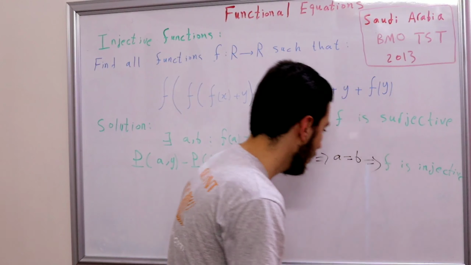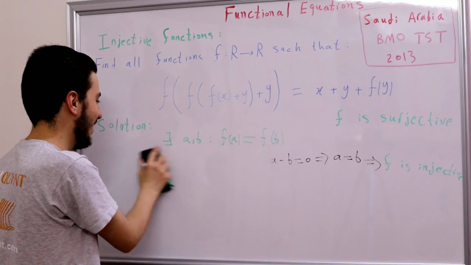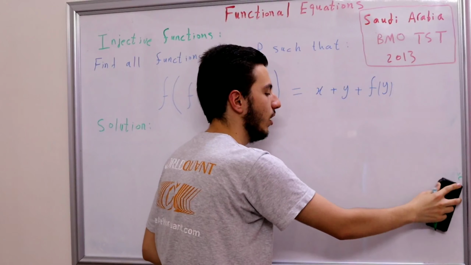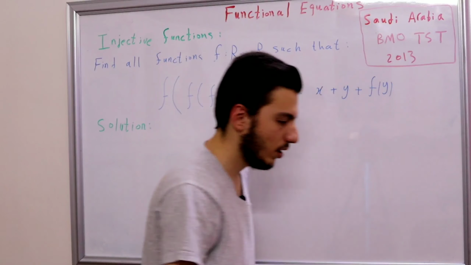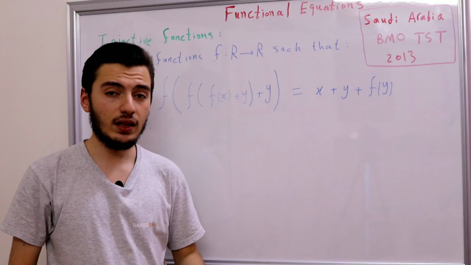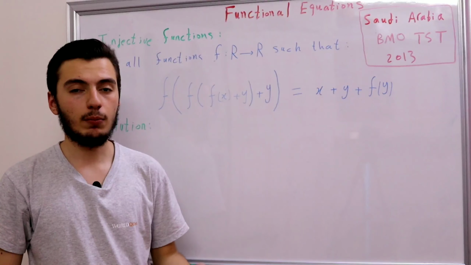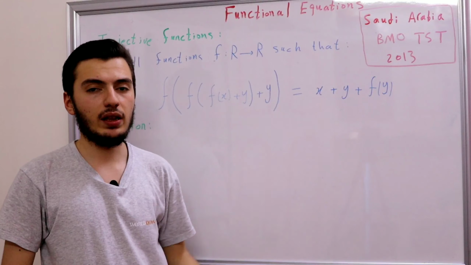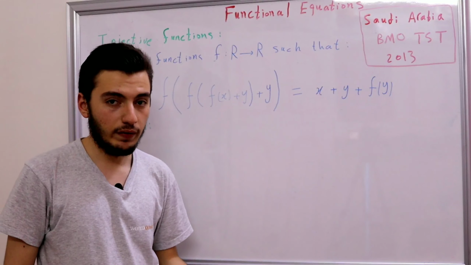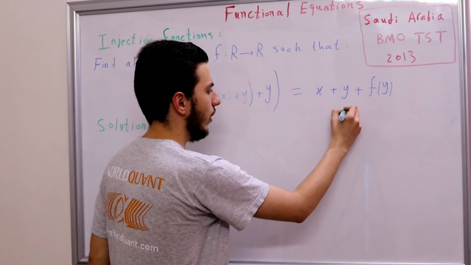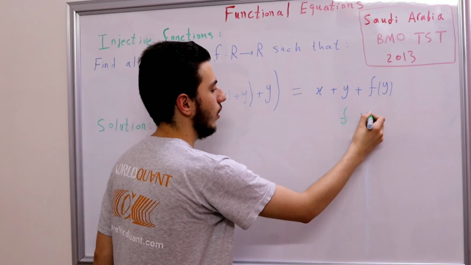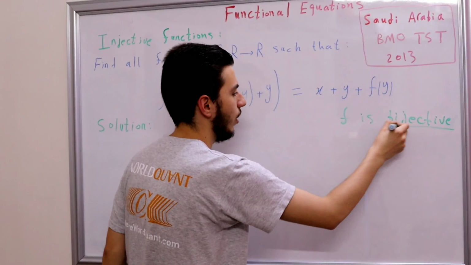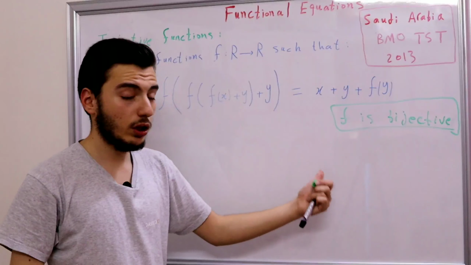Okay, so now let's erase this. Actually, there is one term that we use when our function f is surjective and injective. We call our function bijective. So if you see in some solutions f is bijective, then that means f is surjective and f is injective. So let's simply write our function f is bijective. That means it's both surjective and injective.